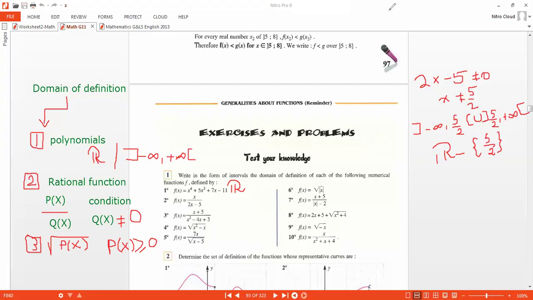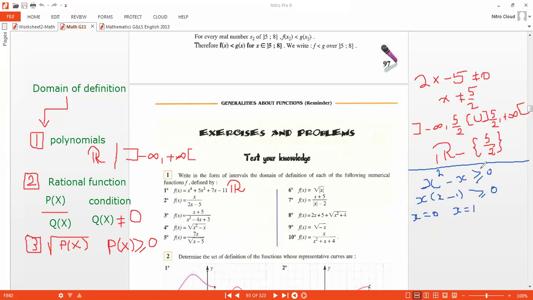I'm going to take another example, let us take, for example, number 4. This is an irrational function where we have to take the condition that everything inside the radical should be positive. I'm going to solve it also here. So I'm going to take x squared minus x greater than or equal to 0. Okay, how do I solve this? We take x common, so x(x minus 1) greater than or equal to 0. So we have two solutions, x equals 0 and x equals 1.